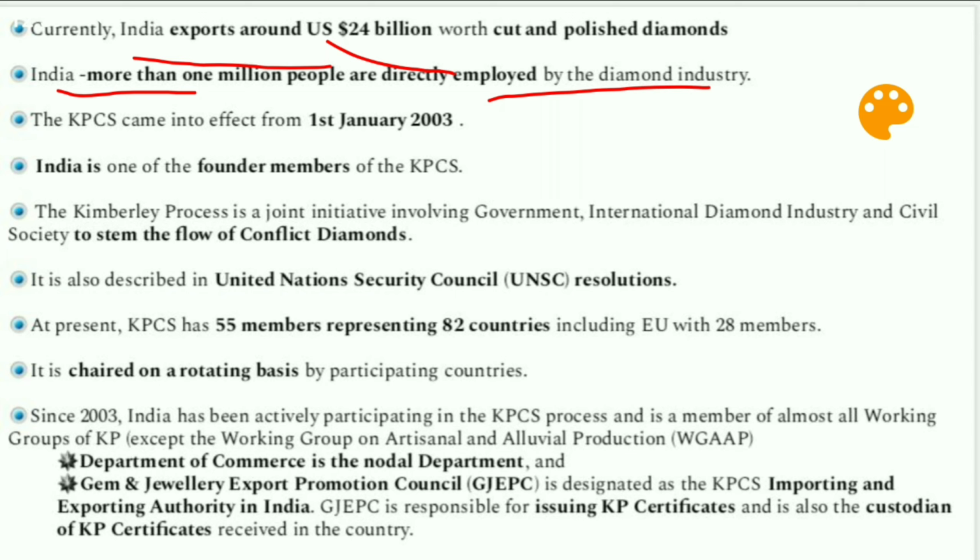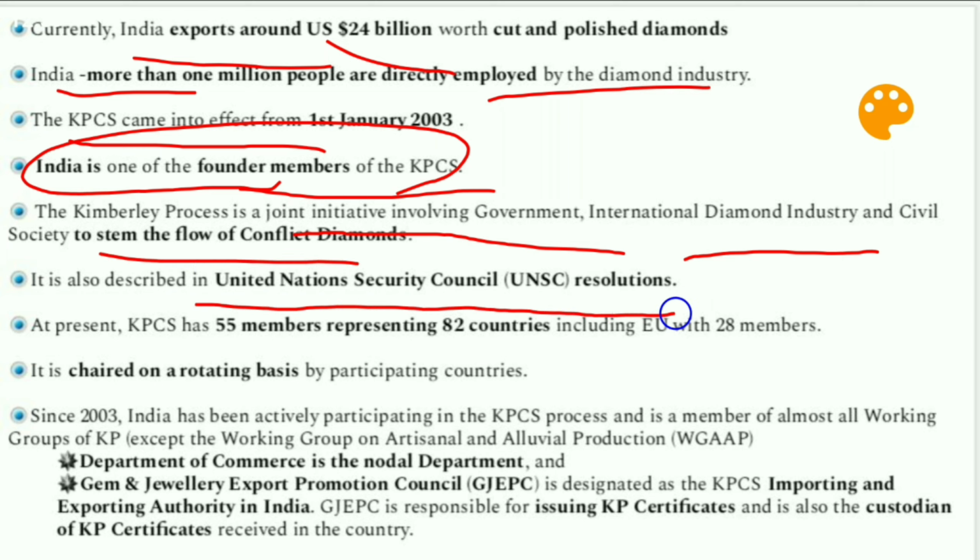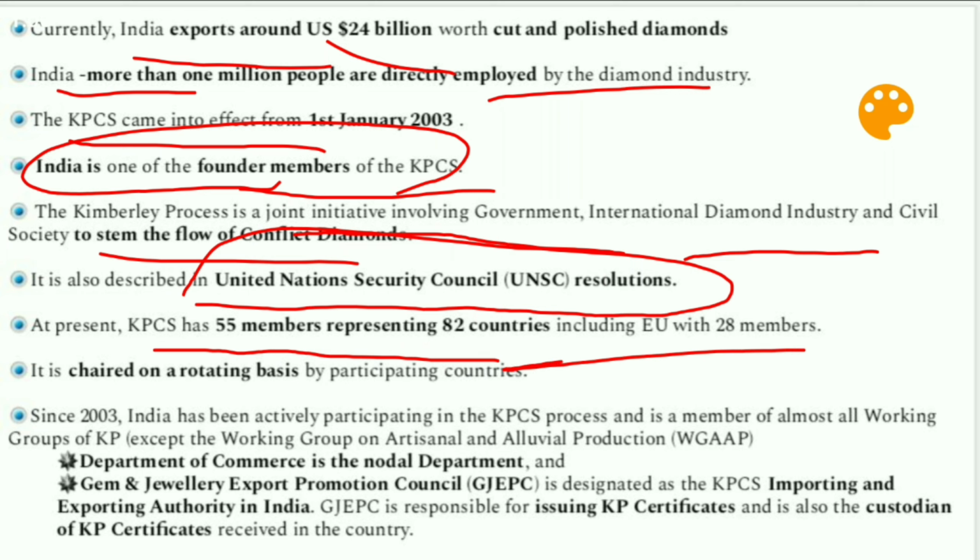It is very important. The KPCS came into effect from 1st January 2003. India is one of the founder members of the KPCS, and it is very important. The Kimberley process is a joint initiative involving government, the international diamond industry, and civil society to stem the flow of conflict diamonds. It is also described by United Nations Security Council UNSC resolutions. At present, KPCS has 55 members representing 82 countries, including the European Union with 28 members. It is chaired on a rotating basis by participating countries.